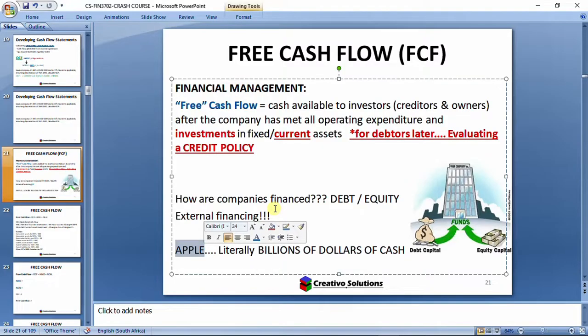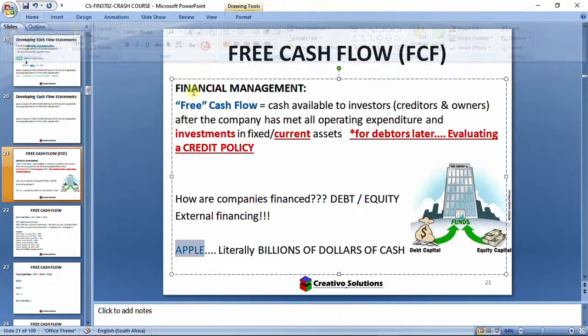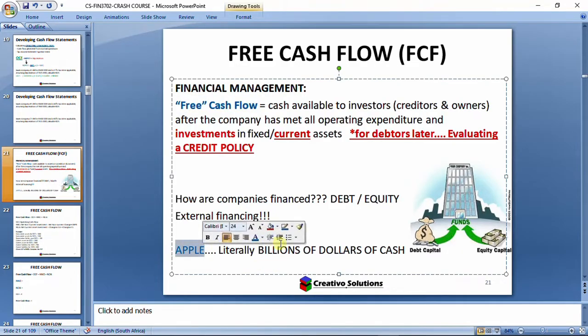Apple hoarded cash. They just kept it. Why? Because they know what they can do with cash. They know how powerful cash is. If you've got lots of free cash flow, there's a lot you can do with it. So that was their strategy. And obviously it's paid off because now they're one of the biggest and most valuable companies in the world.